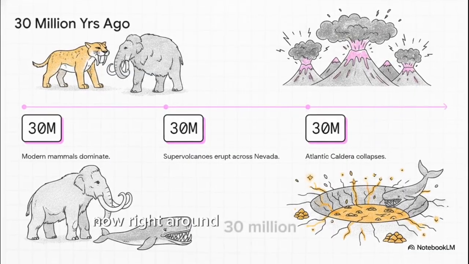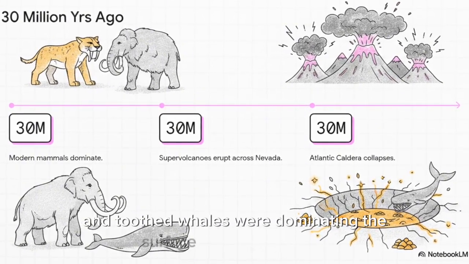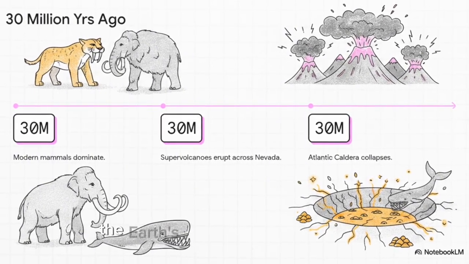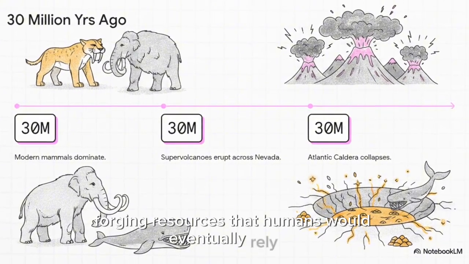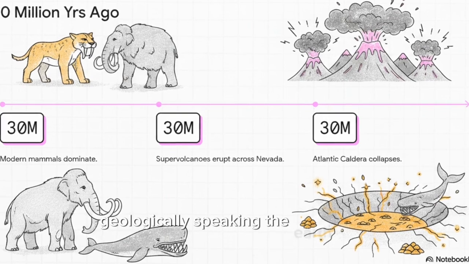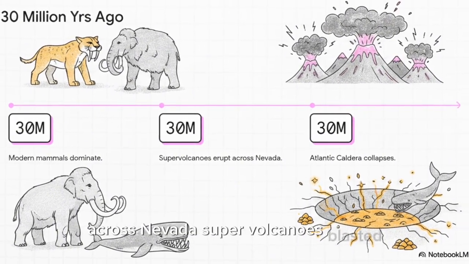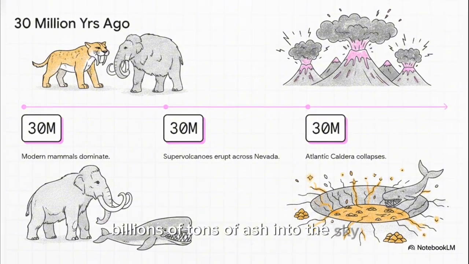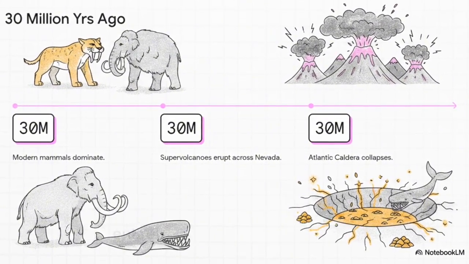Now, right around 30 million years ago, while modern mammals and toothed whales were dominating the surface, beneath their feet, the Earth's violent geology was busy forging resources that humans would eventually rely on. Geologically speaking, the Earth was quite literally exploding. Across Nevada, supervolcanoes blasted billions of tons of ash into the sky. One of these, the massive Atlantic caldera, blew its top and collapsed entirely inward.